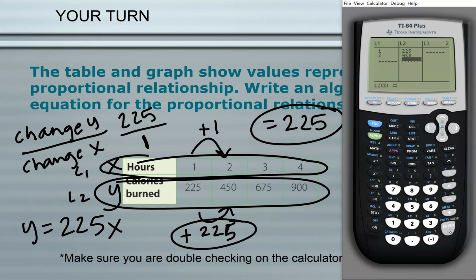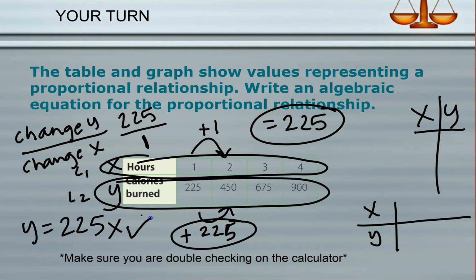450. We're going to go to stat. We need to calculate. We're going to go to number 4. Enter. All the way down. Enter. 225. There is my answer. So did I get it correct? Yes, I did.